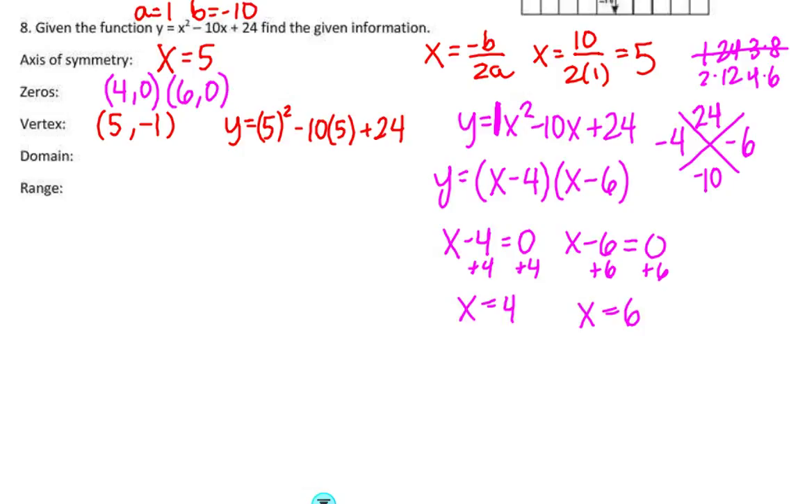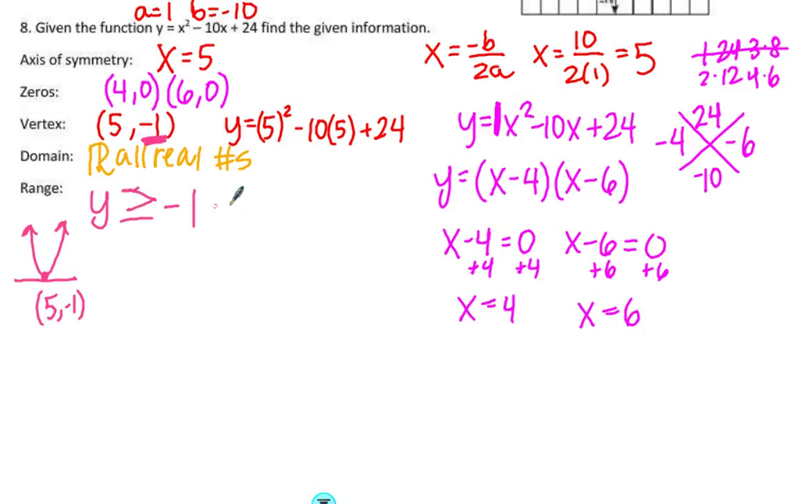The domain, remember your domain is always going to be all real numbers. And then our range, you could plug this into your calculator to look, but remember that the y value of your range comes from the y value of your vertex right here. So this is a positive graph. It's going to open up. My vertex is at 5, negative 1. So therefore it's going to be anything greater than negative 1. My y value is going to be anything greater than negative 1.